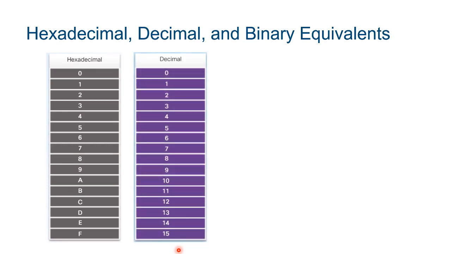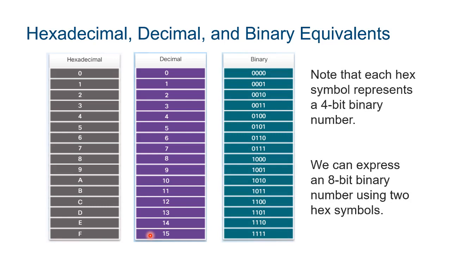These are the decimal equivalents. Note that the hex symbol A is equal to decimal 10, hex B is equal to decimal 11, and so on until we get to hex F, which is equal to decimal 15. Here are the binary equivalents. Note that each hex symbol can be used to represent a 4-bit binary number. Given that 8 bits is a common binary grouping, we can represent an 8-bit binary number using just 2 hex symbols.